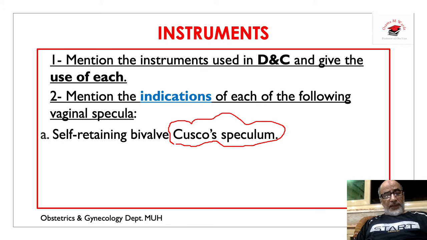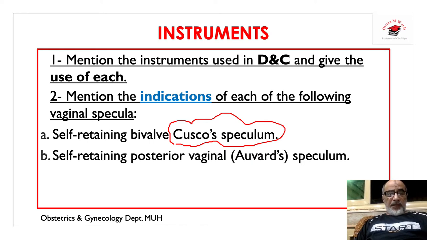Also, the Cusco speculum can be used for visualization of the portio vaginalis of the cervix, can be used when taking a cytology from the cervix and the upper vagina, and can be used when we introduce something into the uterus through the cervix, such as a uterine sound, intrauterine device, and so on.